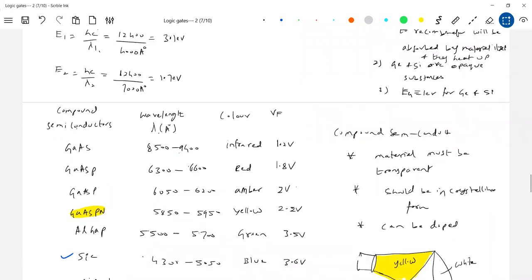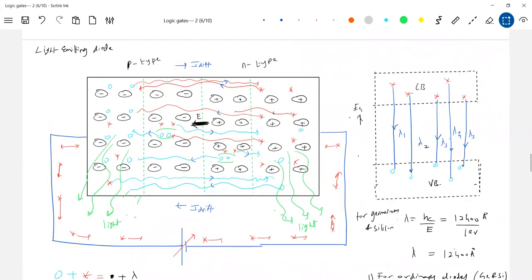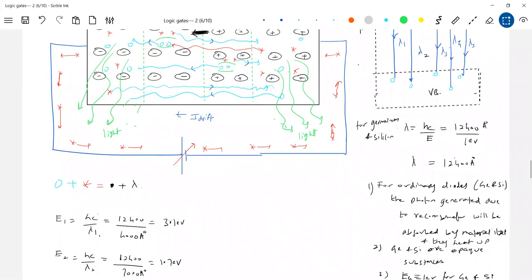So now what is the basic idea? What is the overall theory? For an ordinary diode, due to recombination, all the photons given out will be converted to heat. The reason is that germanium and silicon are opaque substances, and the wavelength given out will be of the order of 12,400 angstroms, and will be absorbed as heat.